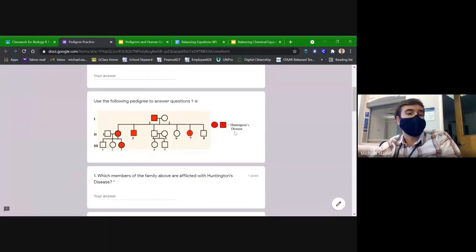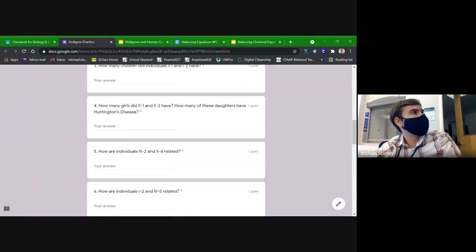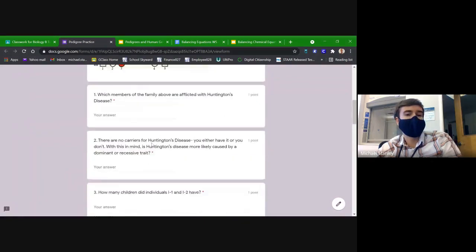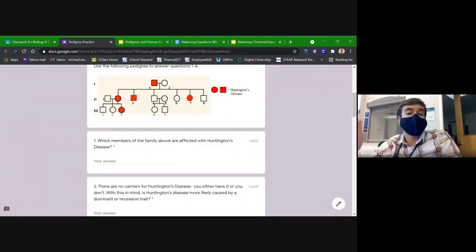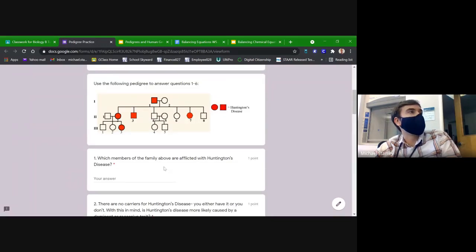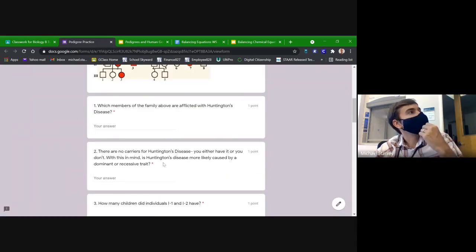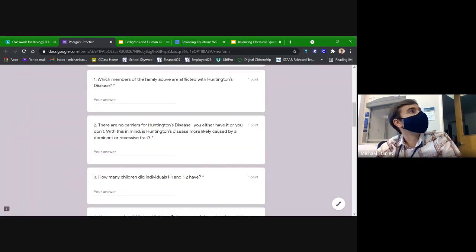So in this first one, we have a pedigree for a family that's dealing with Huntington's disease, the one I was talking about earlier that causes the neurological issues. And so we have 3 generations and then 6 questions about your general ability to read a pedigree. Like, can you tell me which people in here are afflicted with Huntington's? Do you think it's dominant or recessive?